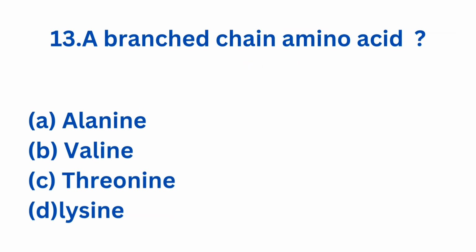Question number 13. A branched chain amino acid. Which of the following is a branched chain amino acid? Option A, alanine, option B, valine, option C, threonine, option D, lysine. The right answer is option B, valine. Valine is a branched chain amino acid.